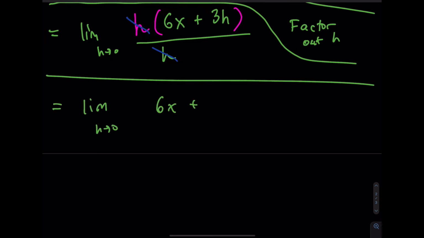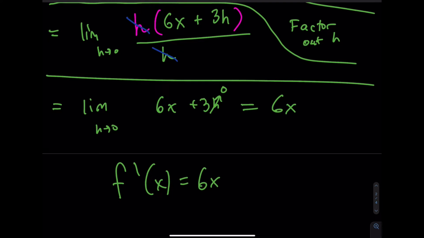We have 6x plus 3h, all over 1. We can plug in 0 for h, so we can actually let h go to 0. 3 times 0 is 0, and we just get 6x. So f prime of x equals 6x when f of x equals 3x squared. And we were able to show this quadratic's derivative using the limit definition of the derivative.